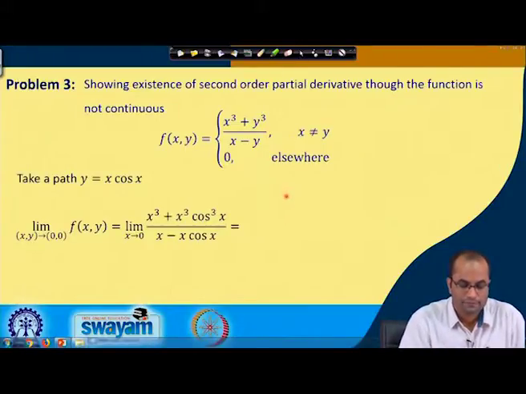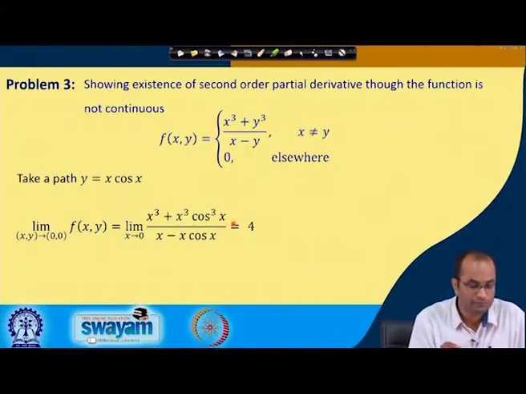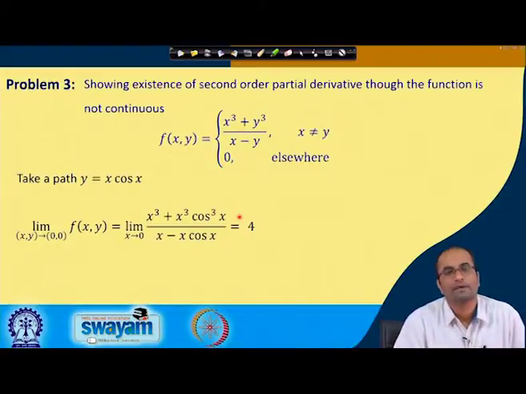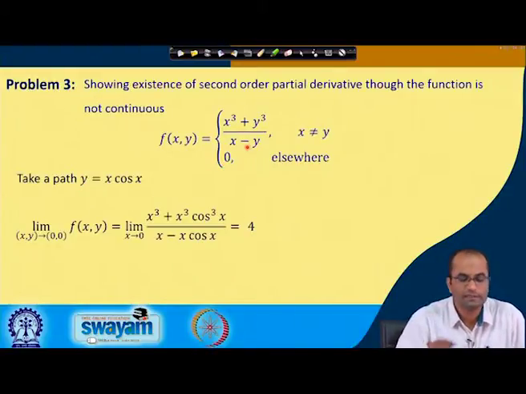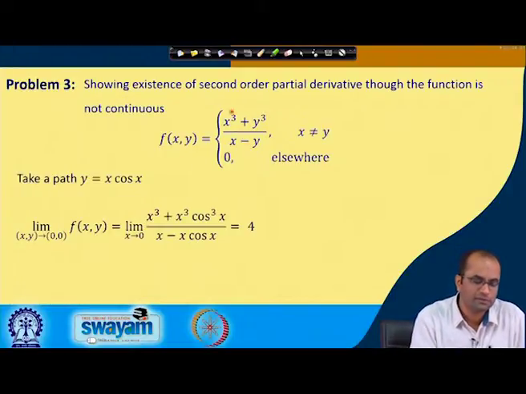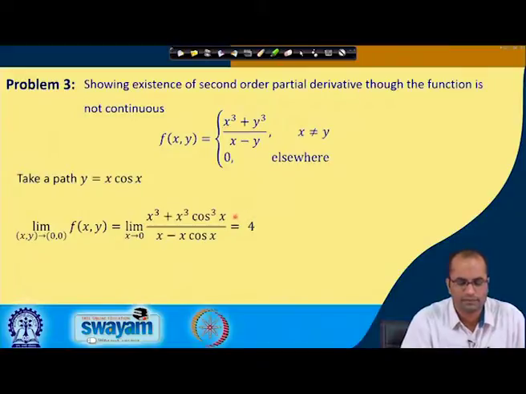and we have seen that this limit as (x, y) goes to 0 is 4 and not 0. So, here the function value is 0, but along this particular path we have seen the value is 4. So, certainly this function is not continuous. One can also take some other path and can show that the limit is different.